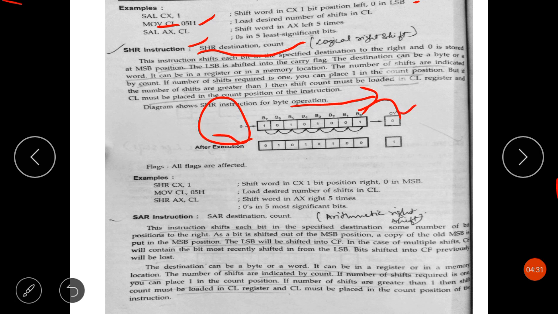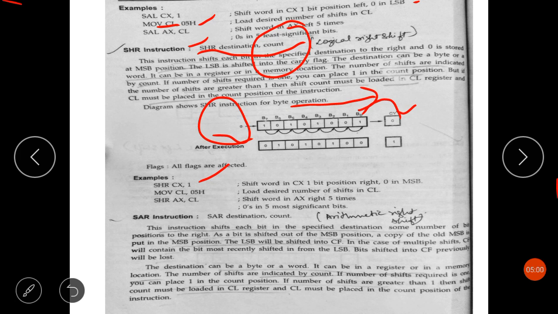The destination can be a byte or a word. It can be in a register or a memory location, and the number of shifts is indicated by the count. If the number of shifts required is 1, we can directly mention 1 here. As you can see, SHR CX, 1 means this instruction will shift the content of the CX register towards the right by 1 count.